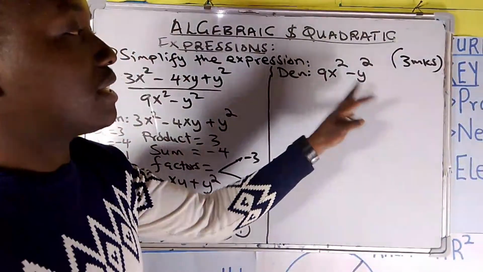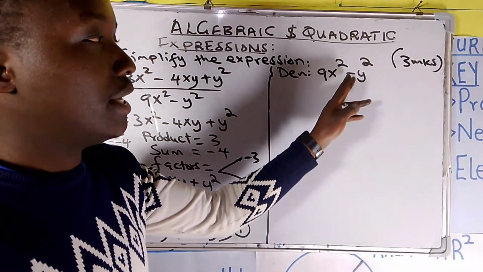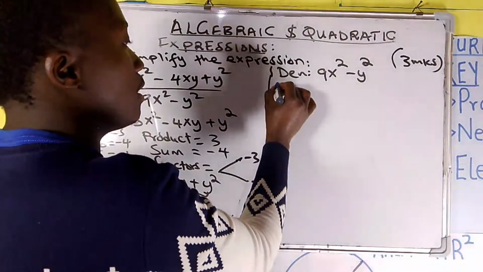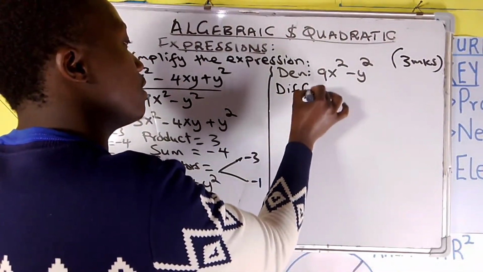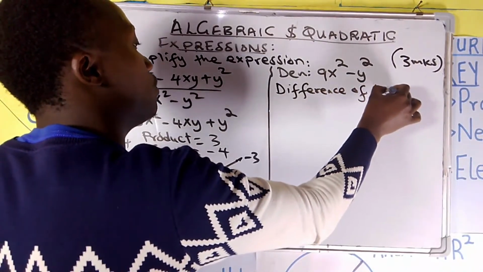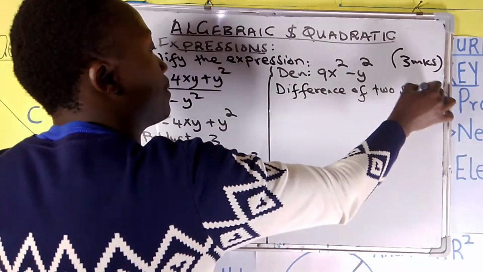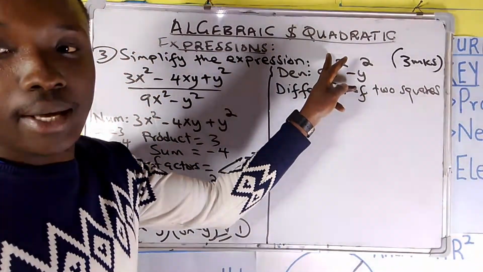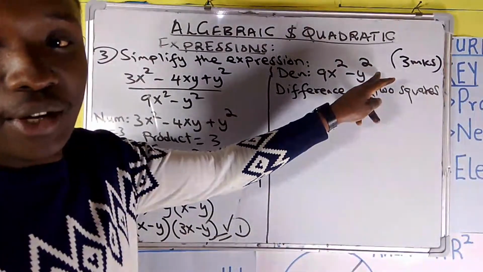Then, whatever is happening between the two variables is we are subtracting them. So, in short, this we call the difference of two squares. It's a difference of two squares. We are subtracting two perfect squares. 9x squared is a perfect square. Y squared is also a perfect square.